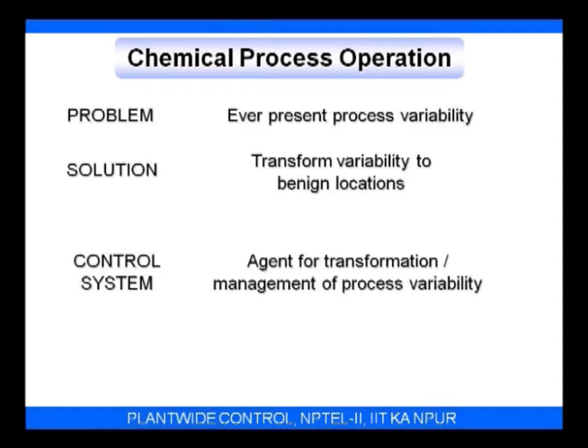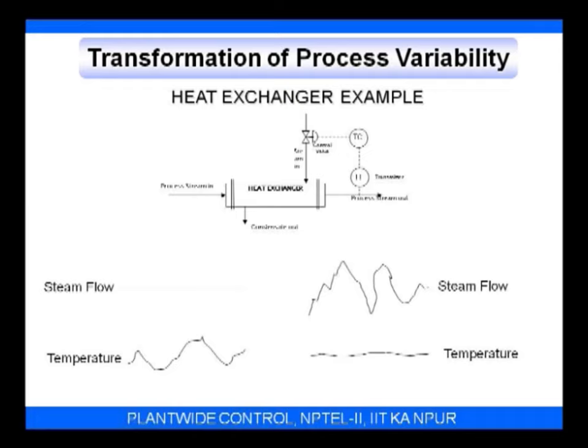Now, one way of looking at a control system is as this agent of transformation or management of process variability. And just to illustrate the point, I am going to take a very simple example. Here is a heat exchanger. You have a process stream that is coming in, and this process stream gets heated to a certain temperature, and the heating medium is steam.